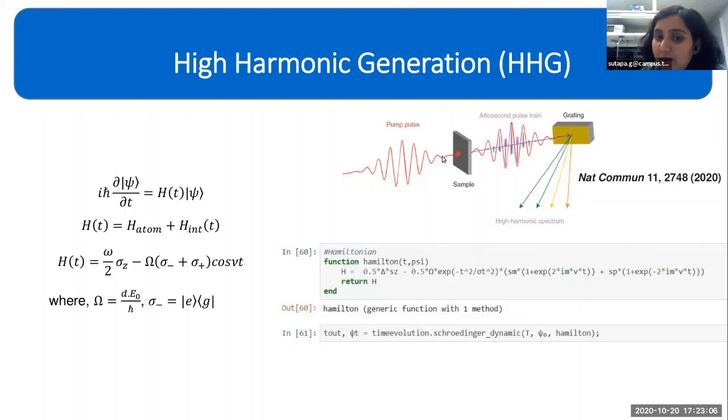So how can we write code for this? It's again a similar type of Hamiltonian, except for the time dependency. We can define the Hamiltonian as a function of time. Here is the Gaussian envelope, which has the time dependency, and the cos omega t term. Then we use a function called time evolution dot Schrodinger dynamic. This dynamic function updates the Hamiltonian at every time step, and that's how it takes care of the time-dependent Hamiltonian. So you can see that time-dependent effects can also be simulated very easily with this toolbox. This is the result I got.